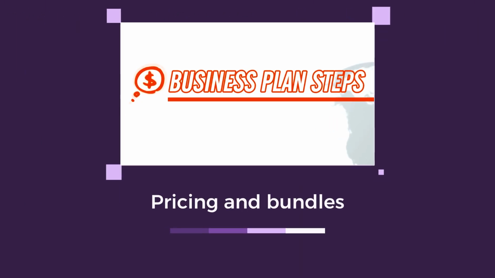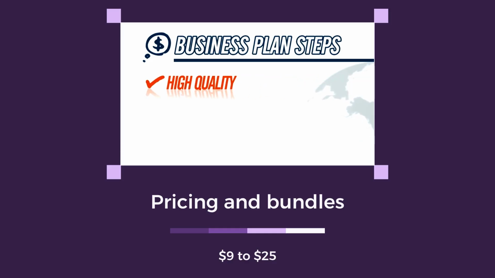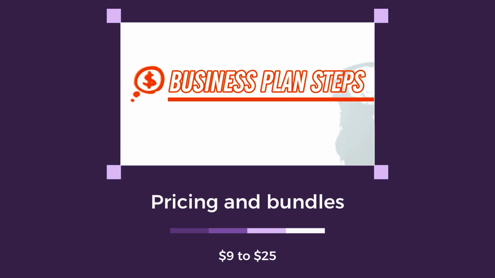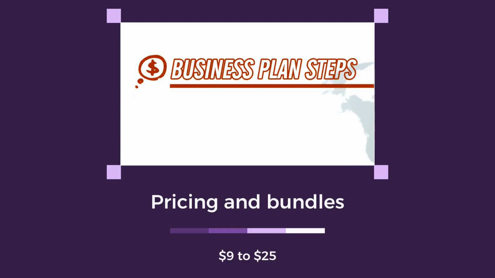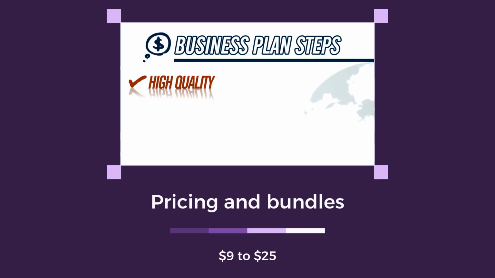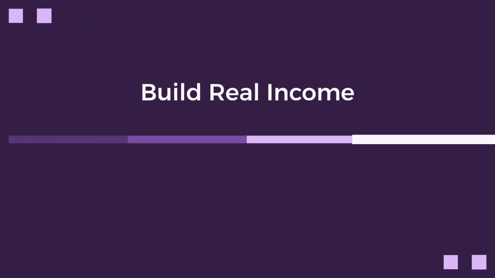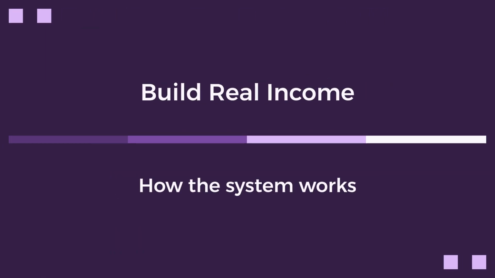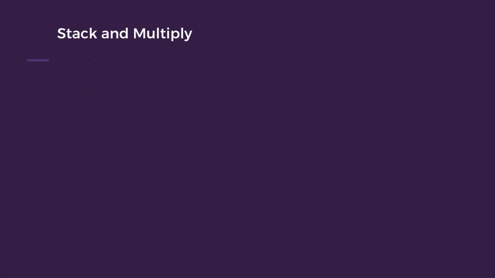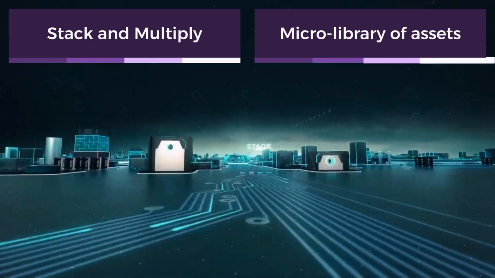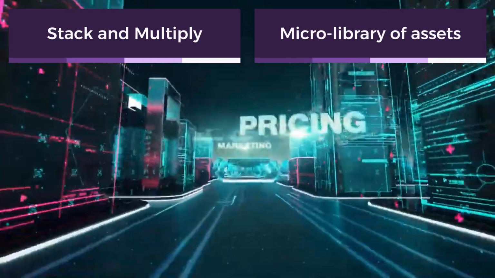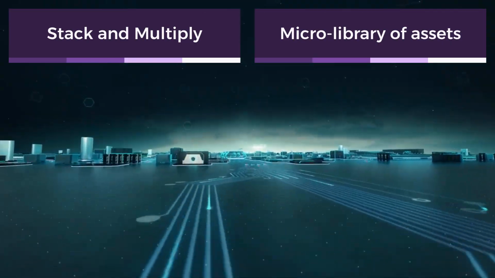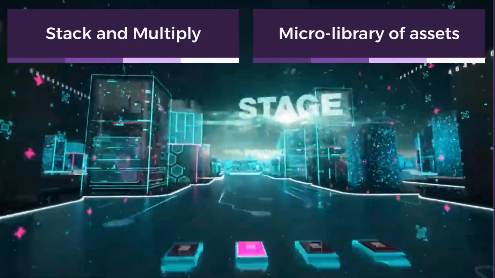Price your template between $9 and $25. Focus on creating bundles, 2 or 3 templates packaged together, to jump from $20 orders to $40 orders overnight. Most people think income is made through massive launches, but with digital products, it's built through systems and leverage. You put out one template, then another, then another. They stack and multiply, creating a micro-library of digital assets that pay you every single day.